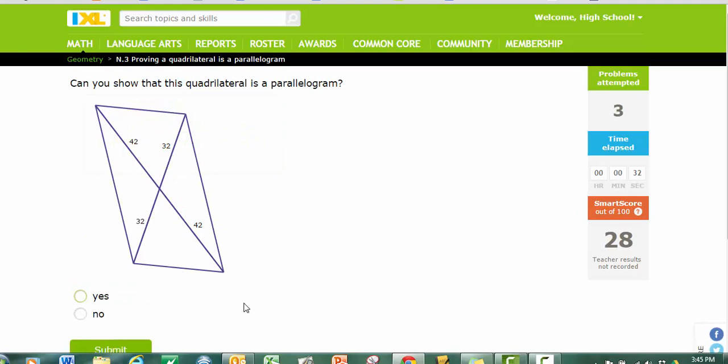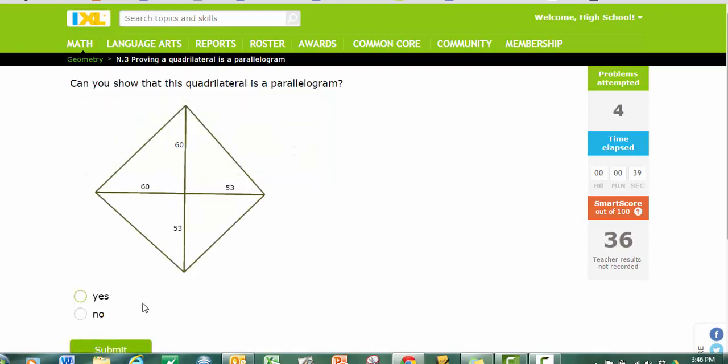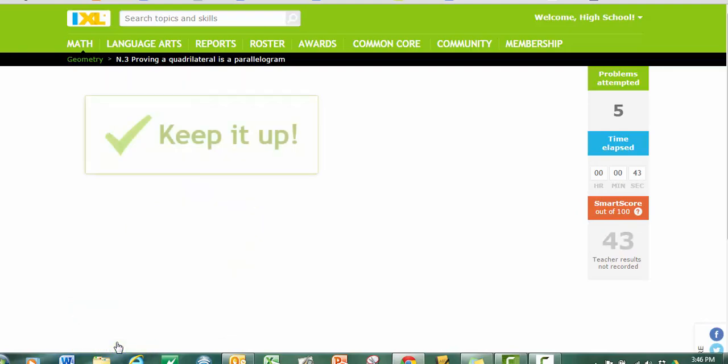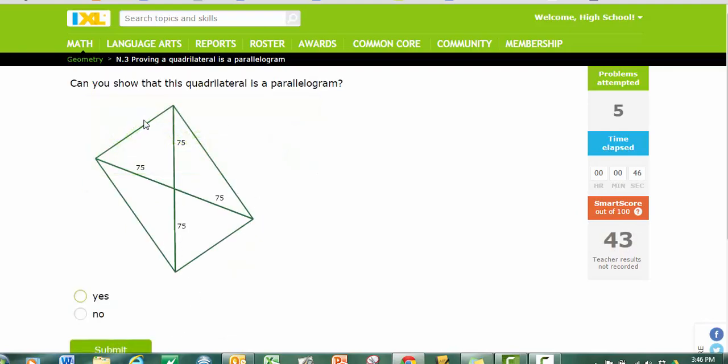Okay. Other things would be like this, where diagonals bisect each other. That's number 4. So this would be a yes. This would be a no, because they're all on the same side here as you go through it. This here would be yes.